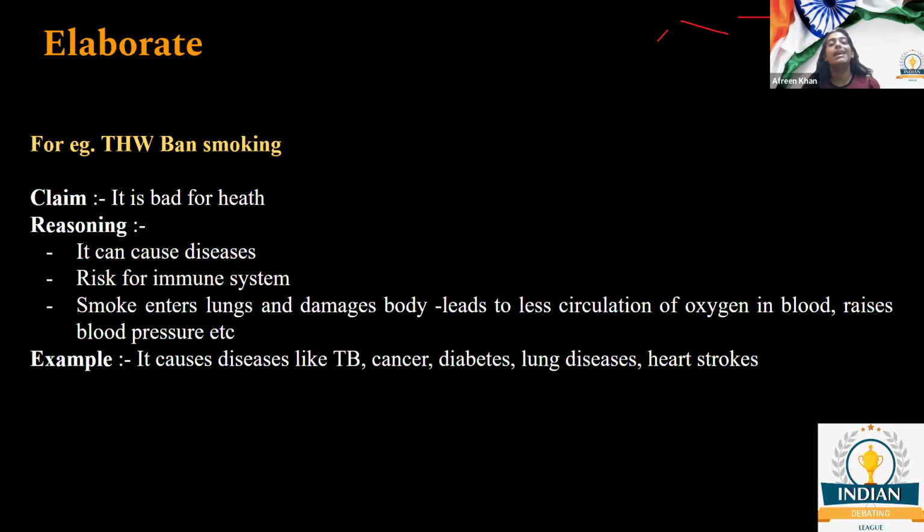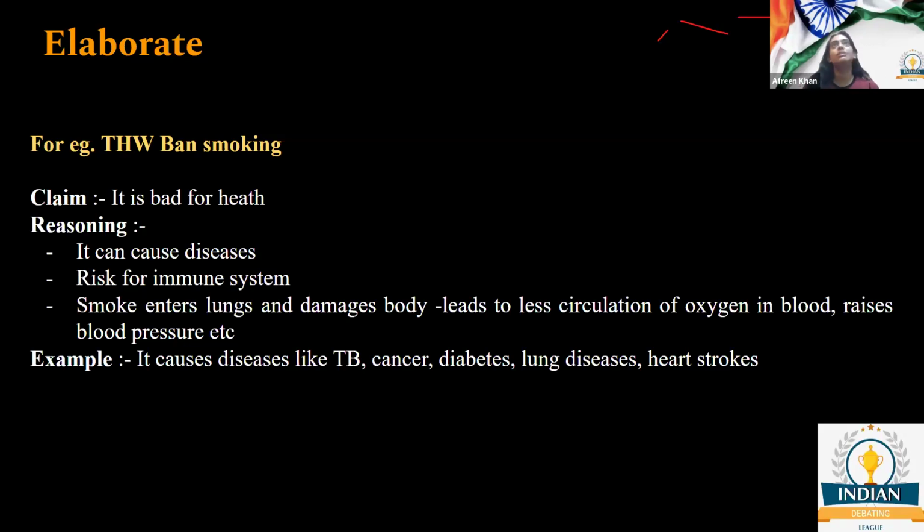So make sure in your arguments that you're going to run on 5th of May, it should have a claim. So my first claim is we should ban smoking because it is bad for health. The reasoning for this, and you can go ahead and explain your reasoning, elaborate it well, give logical explanation to what you're saying, then go ahead and give an example. The example could be an illustration of what I have put here. So how does it actually happen?